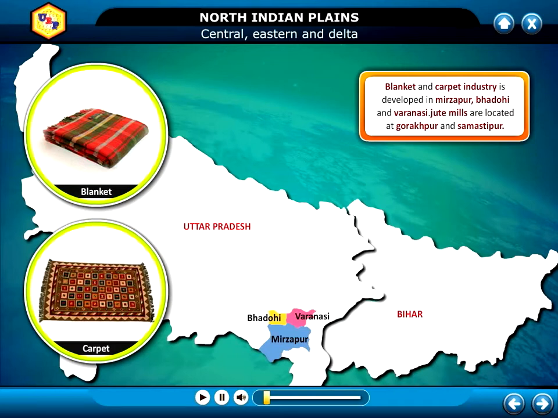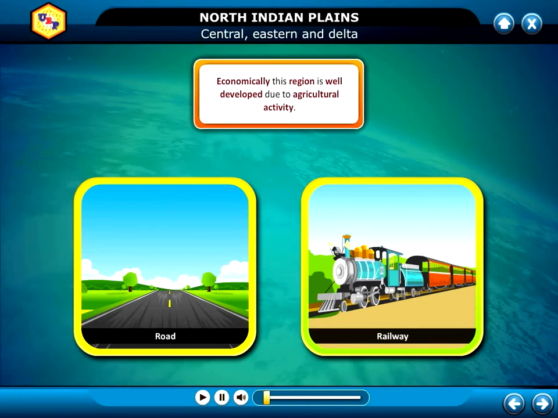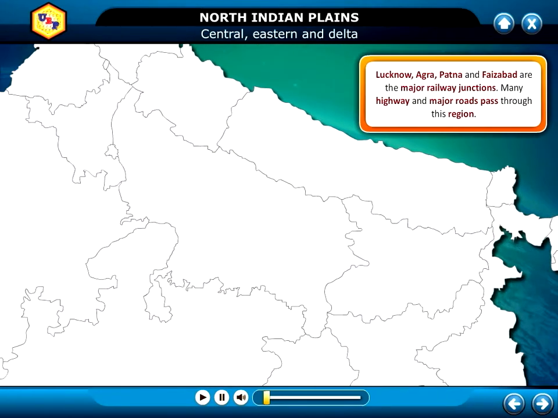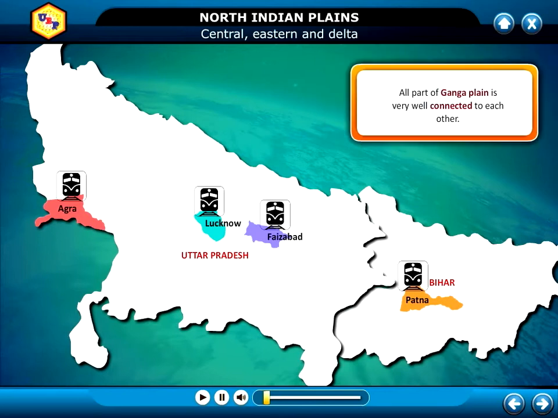Transportation. Ganga Plain has flat, even land. That is why it is very easy to construct roads and railways. Economically, this region is well developed due to agricultural activity. That is why transportation in this region is also well developed. This region has good railway network and it is connected to all major cities in India. Lucknow, Agra, Patna and Faizabad are the major railway junctions. Many highways and major roads pass through this region. All parts of Ganga Plain are very well connected to each other.